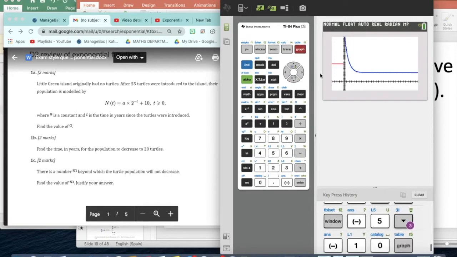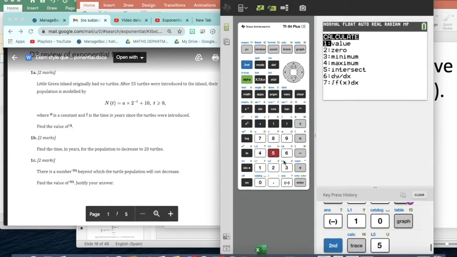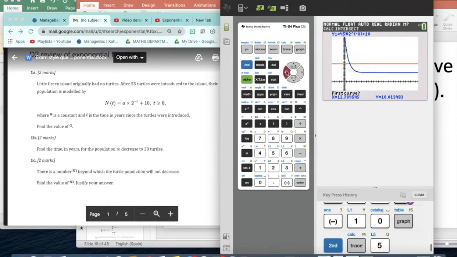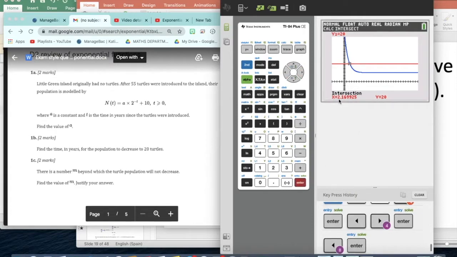So press graph again, and we want to find the intersection between these two, the red and the blue, and that will give us the exact time in years rather than guessing at the time using the table method. For this we are going to press a calculation, and the calculation we want is above the trace, so second trace. Then we're going to press 5, which is the intersect. We need to select the first curve, which is here, so we're going to press enter. The second curve, make sure you're not on the intersection yet, and then we're going to go for the intersection, which is roughly here.